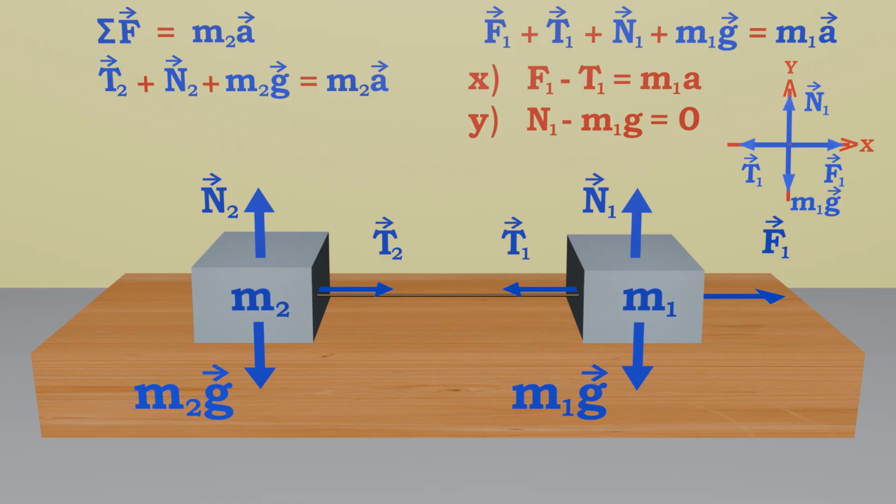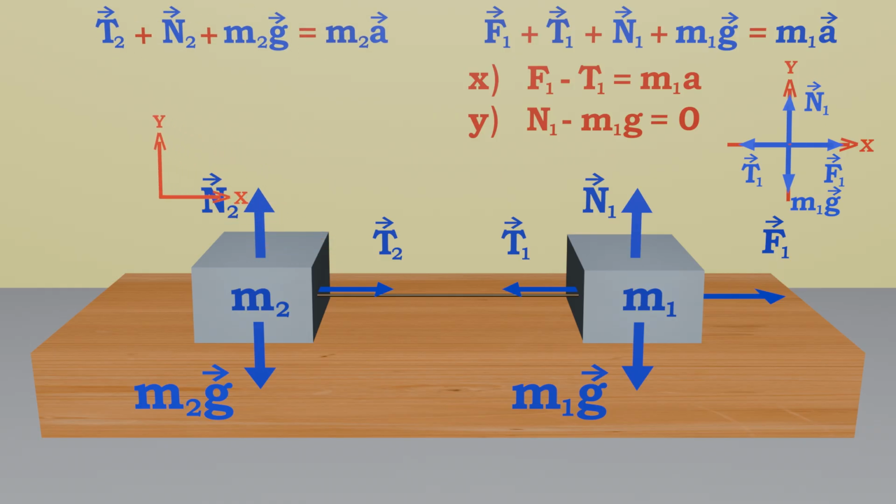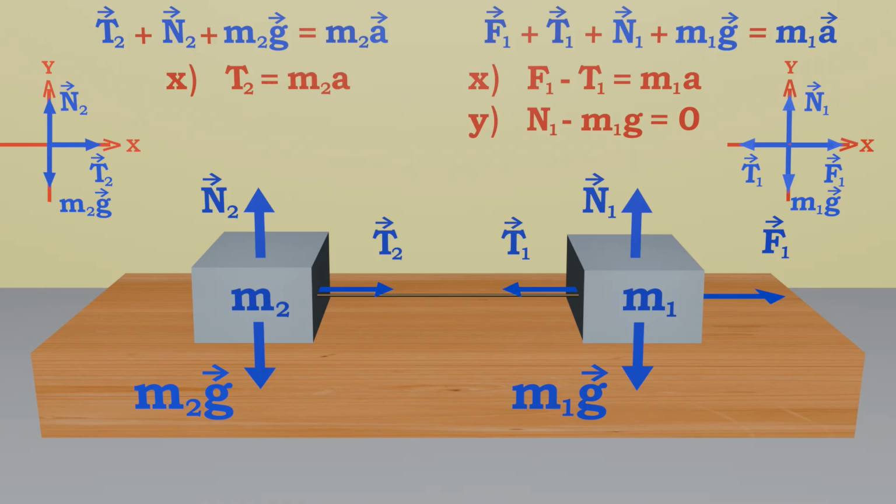Technically, we should use a separate pair of coordinate axes for each object. In the free body diagram, the forces are represented as follows. T2 along the x-axis, N2, m2g along the y-axis. Along the x-axis, the equation is T2 equals m2a. Along the y-axis, the equation is N2 minus m2g equals 0.